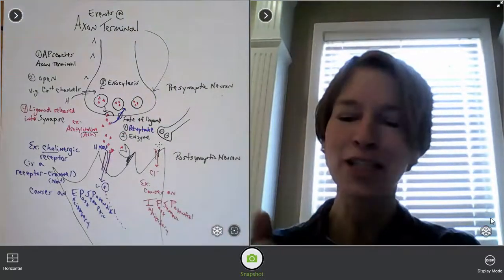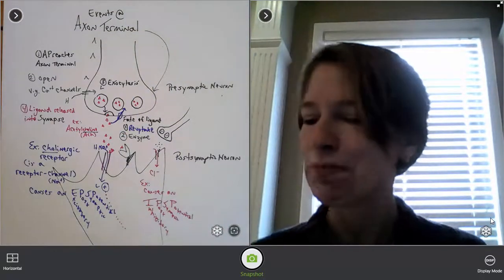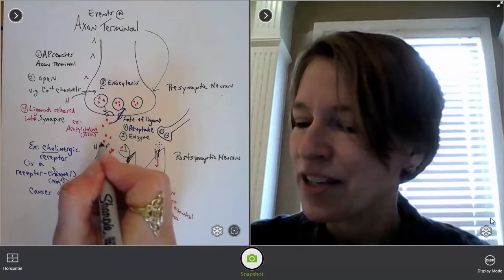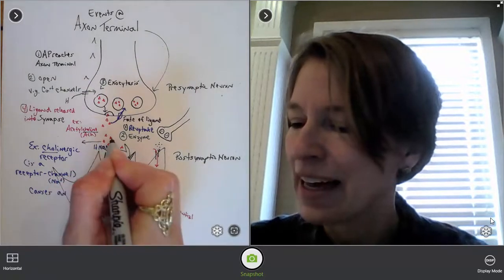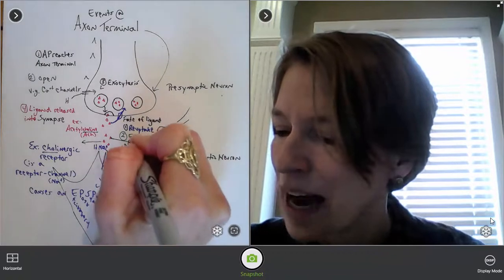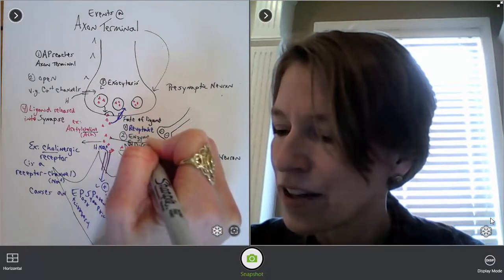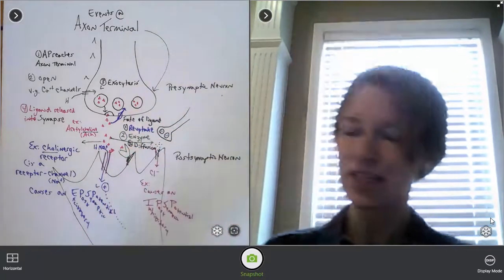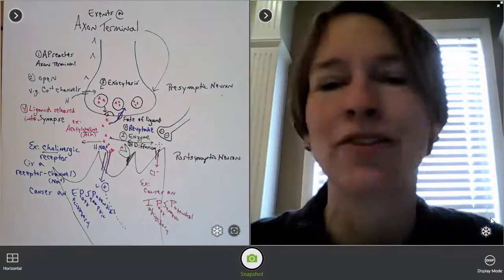And finally, the last one, number three, fate, is pretty easy. They just diffuse away out of this space. So that's number three. I'm just going to say diffusion. And please make sure you look at that in your textbook because this is a big, huge mess.